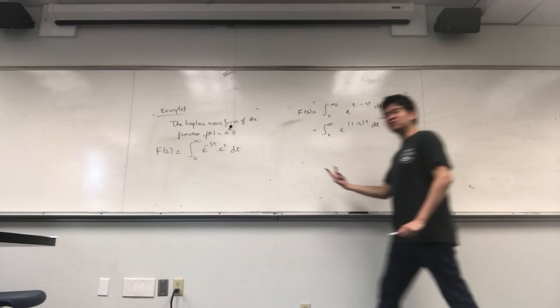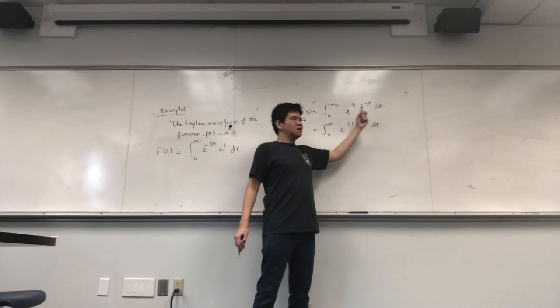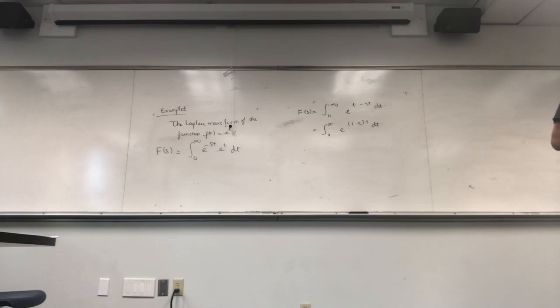Right, so I have to compute this integral. So I have to put e to the t and e to the power minus st together. This gives me t minus st. Right, so here I have t minus st. t minus st is 1 minus s times t. So now, how can I compute this integral?